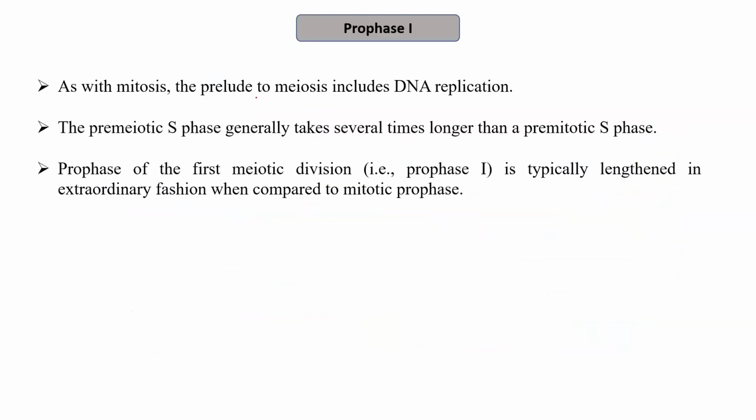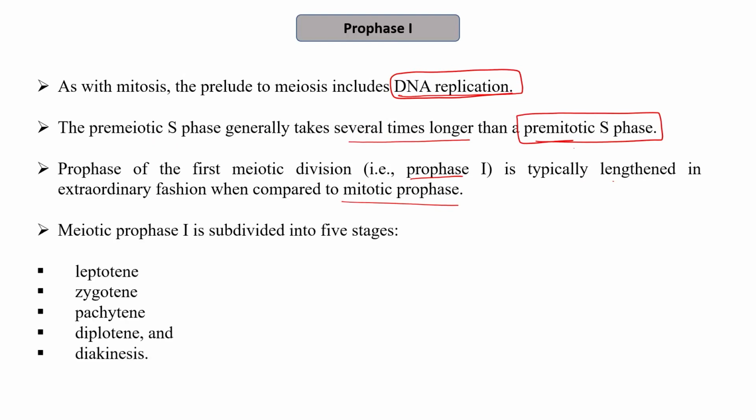As with mitosis, the prelude to meiosis includes DNA replication. Firstly, DNA replication has to happen in the premeiotic phase, which is before meiosis. The premeiotic S phase generally takes several times longer than a premitotic S phase. Right? Prophase of the first meiotic division, that is prophase 1, is typically lengthened in extraordinary fashion compared to mitotic prophase. It takes a larger time as compared to mitosis. Meiotic prophase is further divided into 5 stages: leptotene, zygotene, pachytene, diplotene, and diakinesis. This you need to remember. These are the 5 stages of prophase 1.